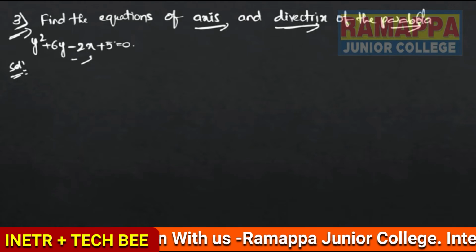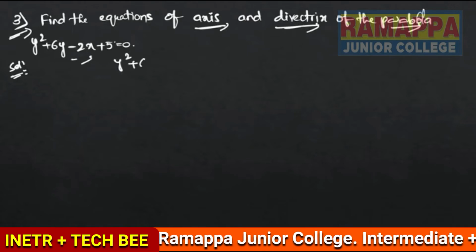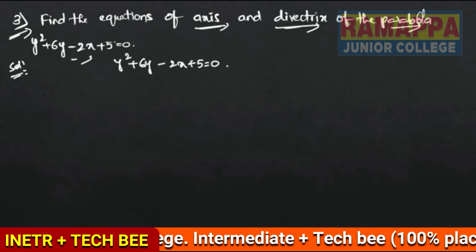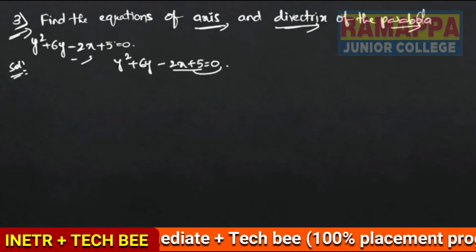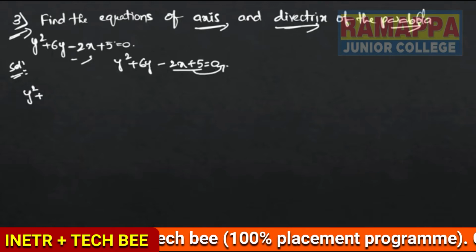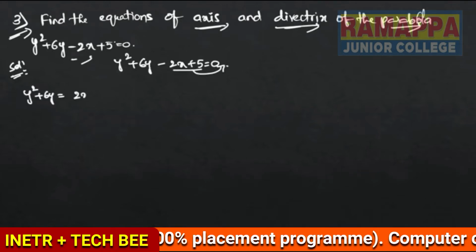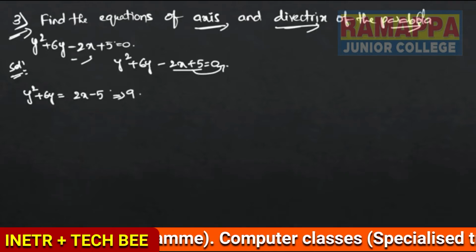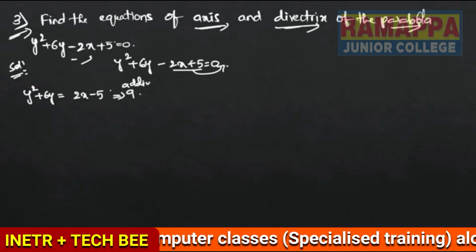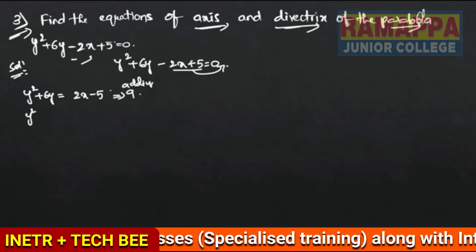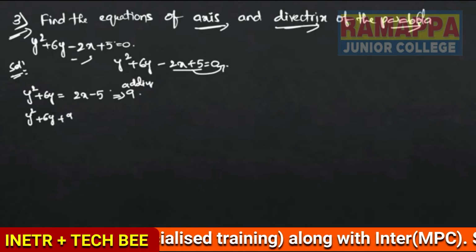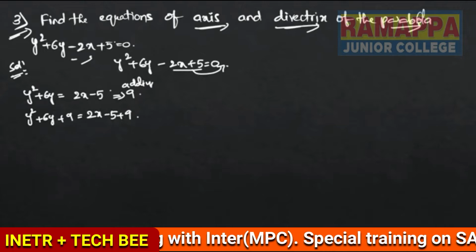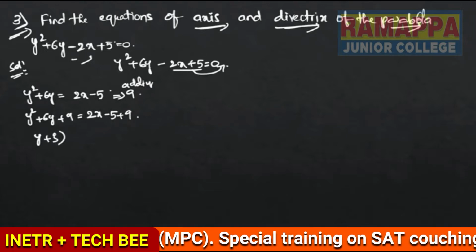The given equation is y square plus 6y minus 2x plus 5 is equal to 0. I will take these two terms to the right side of the equation. It will become y square plus 6y is equal to 2x minus 5. Now I will add 9 to both sides of the equation. It will become y square plus 6y plus 9 is equal to 2x minus 5 plus 9. So in this it will become y plus 3 whole square.